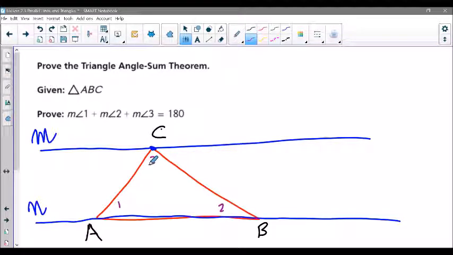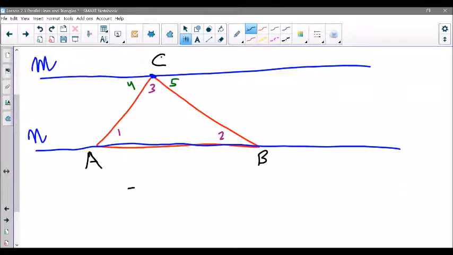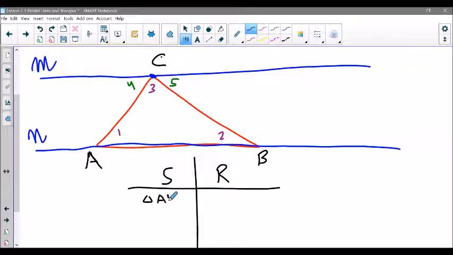So what I can do is use the idea of alternate interior angles. I'm going to add two more angles in here: an angle 4 right here and an angle 5 right here. If we had to do our T-chart, our statements and our reasons, step 1 was we just have triangle ABC. That was given. All right, I'm going to say step 1.